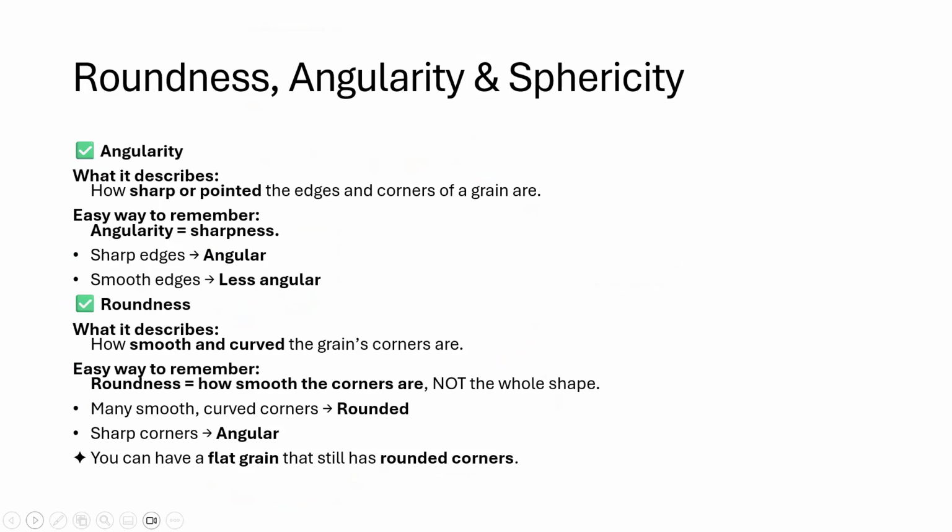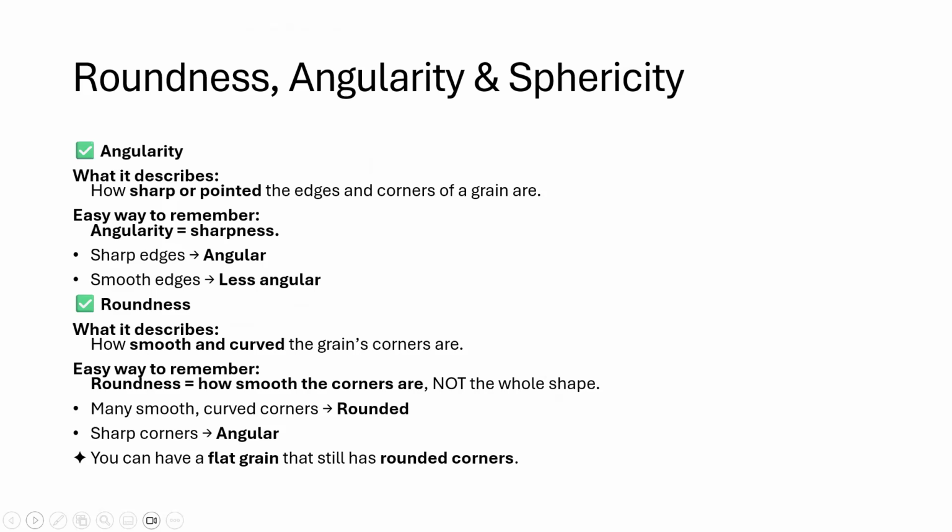And now, most of the concepts that are usually confusing in sedimentology are these three: roundness, angularity, and sphericity. I think people are confusing these things. But today, worry not, because I'm going to break these things down so that you no longer get confused. Let's start with the very basics, the angularity.